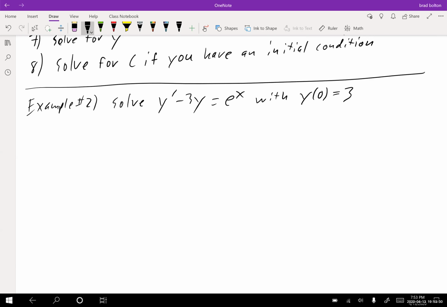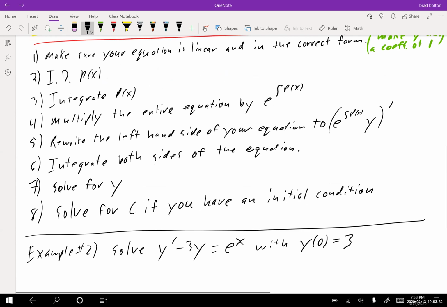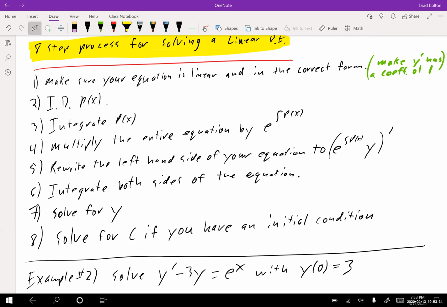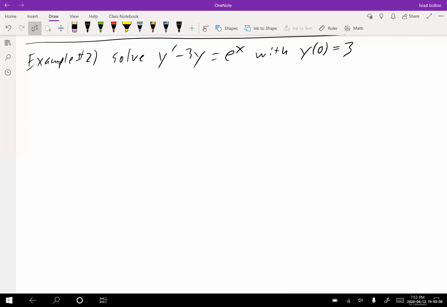So hopefully you guys are pausing the video and taking a minute to write these down on a separate sheet of paper, or in your notes, I should say. And then we're going to try this problem now. It says solve y prime minus 3y is equal to e to the x with y of 0 equals 3. So this we know right away.